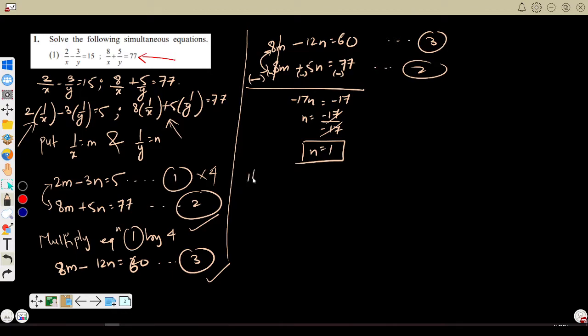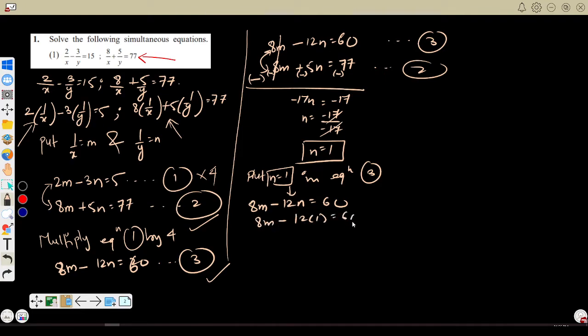So if I put n is equal to 1 in, let's say, equation 3. So equation 3, I'll just copy it. Equation 3 was 8m minus 12n is equal to 60. In this I will put n as 1. So this will be 8 into m minus 12 multiplied with 1 is equal to 60. So this will be 8m minus 12 is equal to 60.